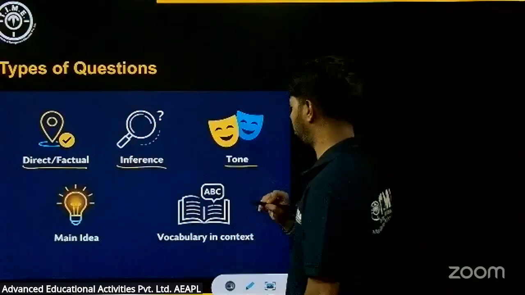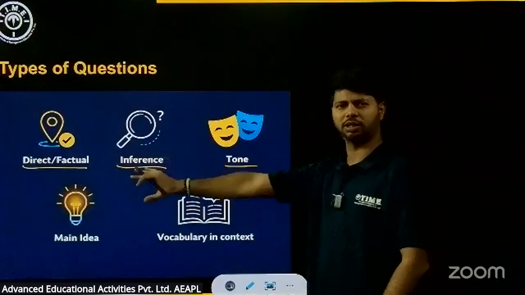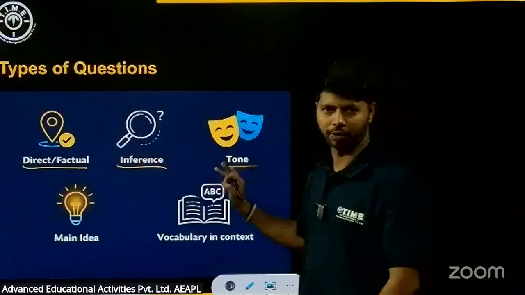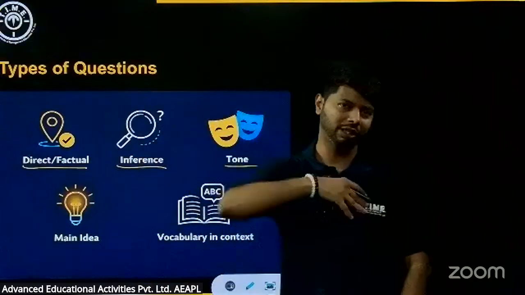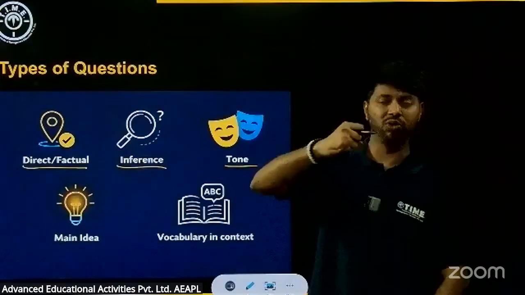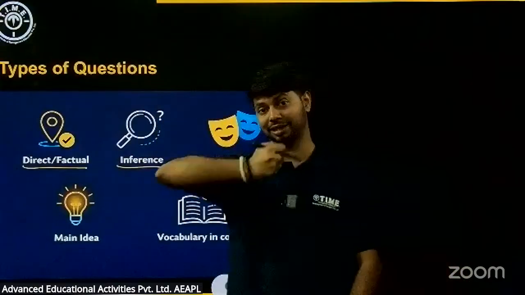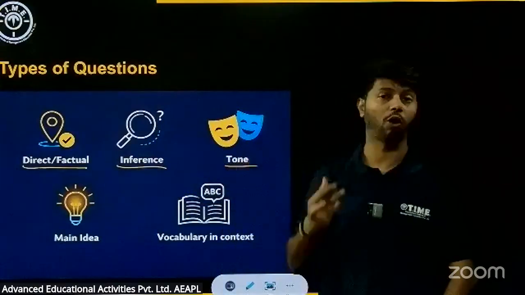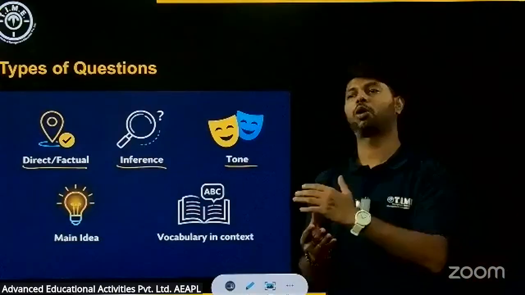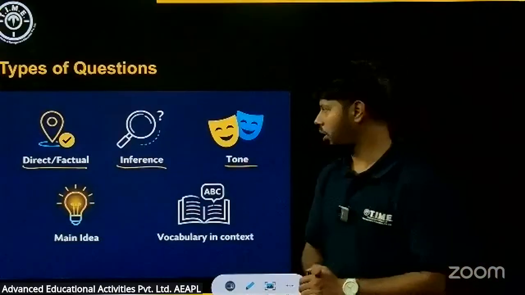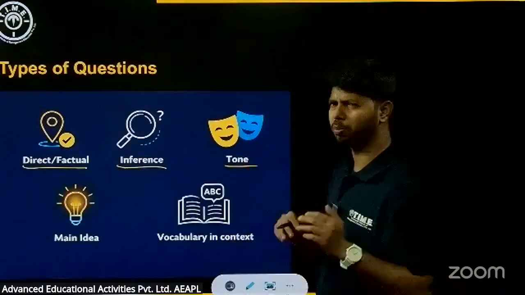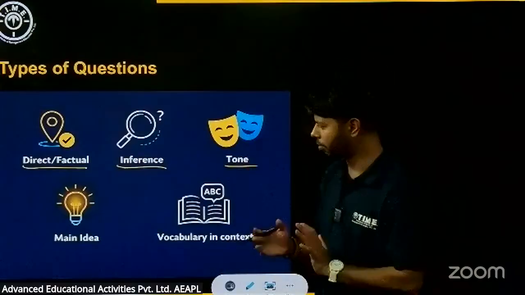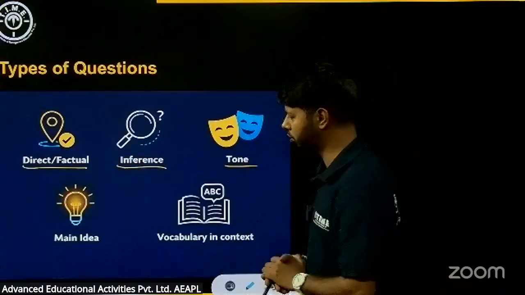Tone is also something that, in my book, comes as a form of inference plus vocabulary. Infer, because you need to understand from certain words what the tone is, and also, in terms of options, you need to know which option means what. All right, therefore, it is a combination test. Some level of vocabulary is also required.